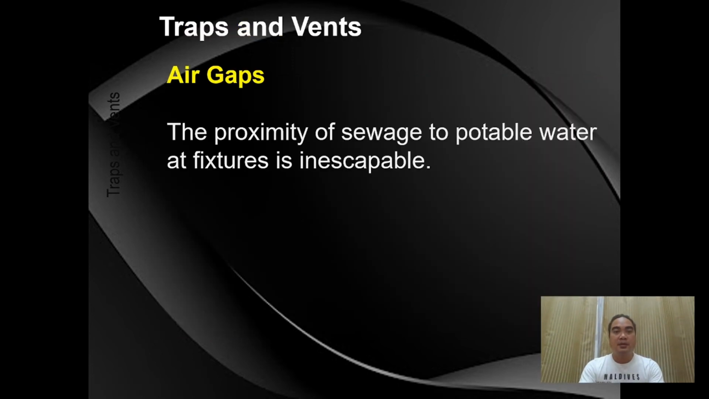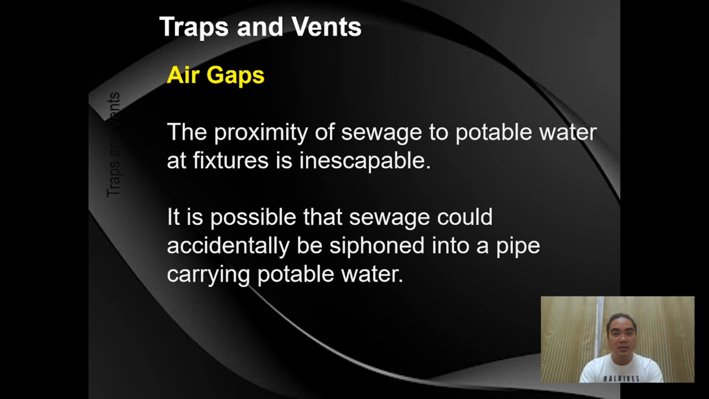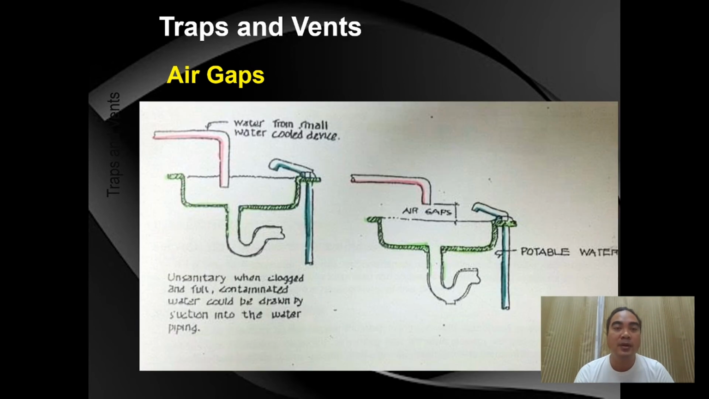Air gaps. The proximity of sewage and the potable water as fixtures is inescapable. It is possible that sewage could accidentally be siphoned into a pipe carrying potable water.